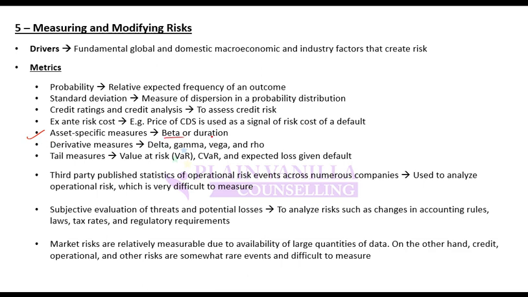Asset specific measures such as beta or duration that you already know. Derivative measures such as delta, gamma, vega, rho. Tail measures such as VaR, conditional VaR, and expected loss given default. So all these metrics or measures can be used to measure risk. Third party publish statistics of operational risk events across numerous companies. This can be another risk measure. So you can find out what are the operational risk events across numerous companies through publications, and through that you can analyze the operational risk.